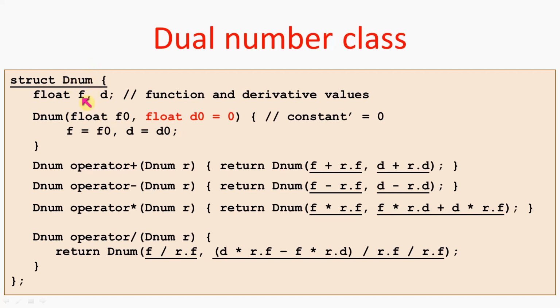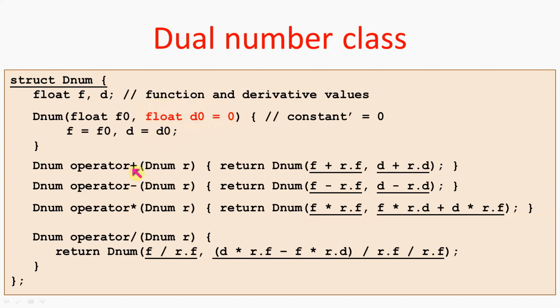So in a dual number class, we have a real part and an imaginary part. I denote the real part as f because this is the value of our function, and we use d to represent the imaginary part because this is going to be the derivative value of the same function. In the constructor, we fill up both the function value and the derivative value. With default parameterization, we handle the case when the function is a constant with respect to the derivation variable. In this case, the derivative is 0, which is automatically added by this default parameterization.